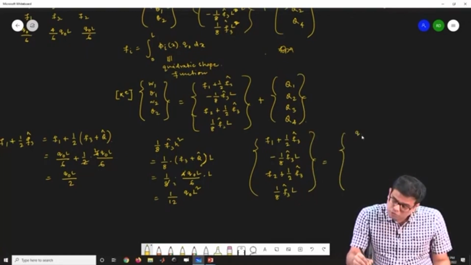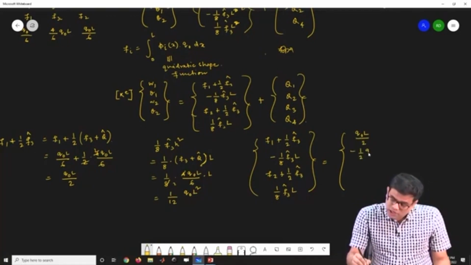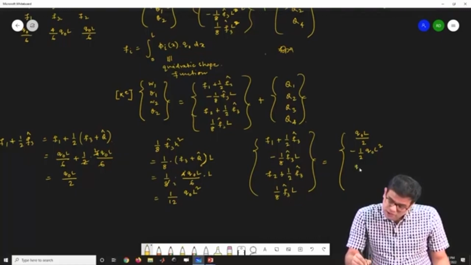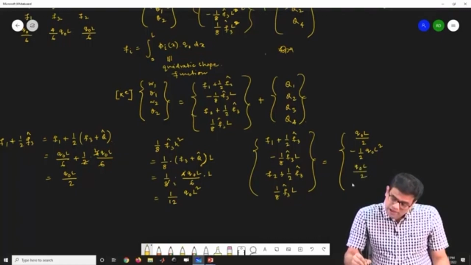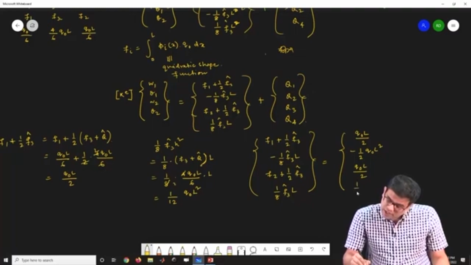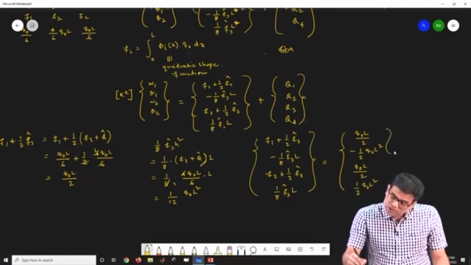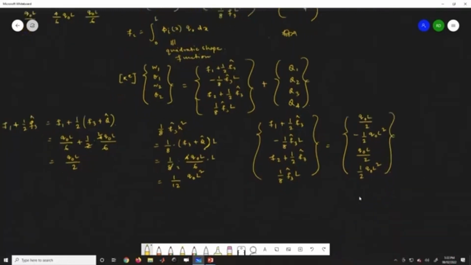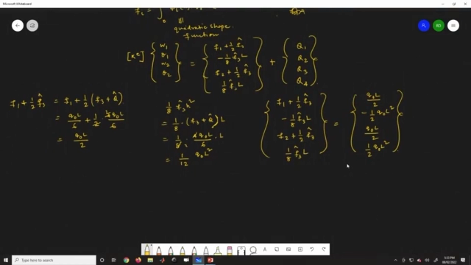So Q0 L by 2, then minus 1 by 12 Q0 L squared, then Q0 L by 2, and then this will be a positive moment, so that is 1 by 12 of Q0 L squared. So this is my force vector. Now if you look carefully, our stiffness matrix becomes the same.